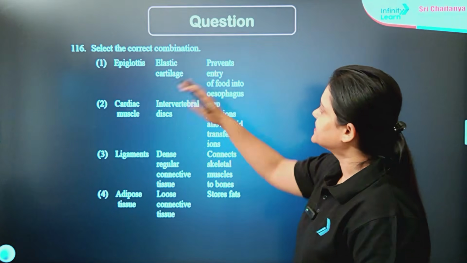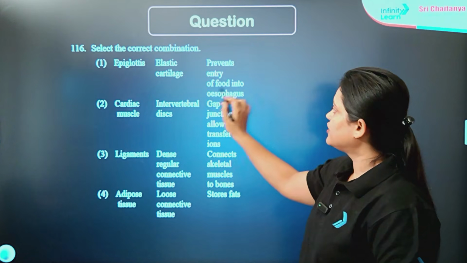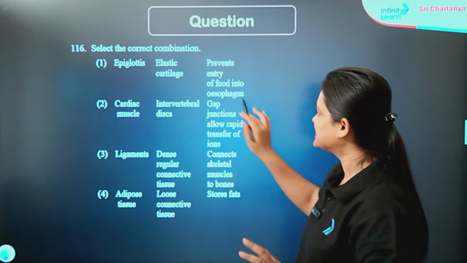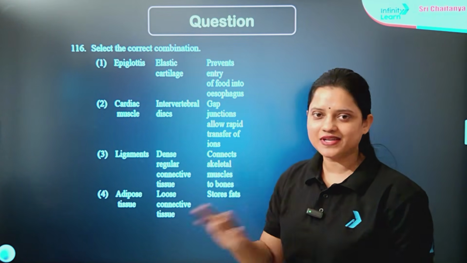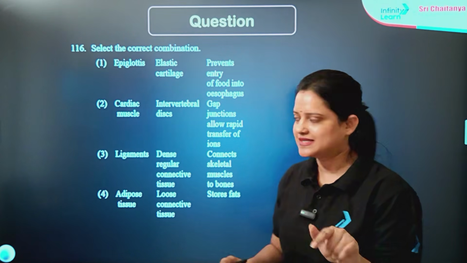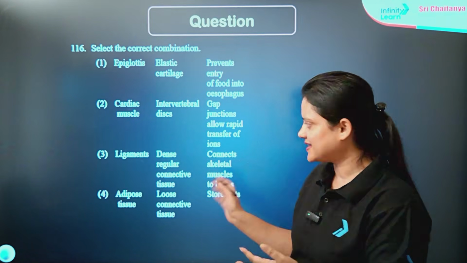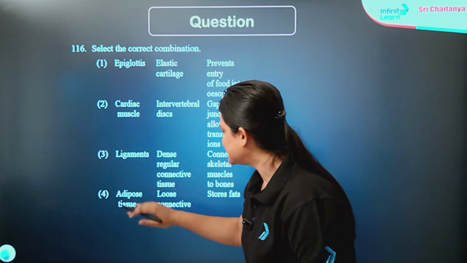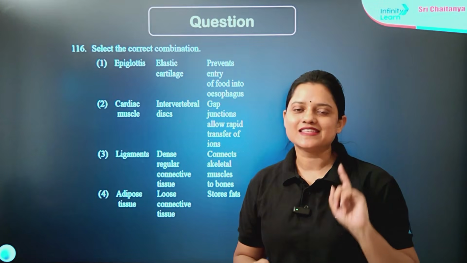Next, select the correct combination. Epiglottis, elastic cartilage, yes, prevents the entry of food into the esophagus? It will not prevent entry into the esophagus, so this is wrong. Cardiac muscle, intervertebral disc? It will not be an intervertebral disc, wrong. Ligaments, dense regular connective tissue, yes. Connect skeletal muscle to bone? No, those are tendons, and here it is given ligaments. This is wrong. We got our answer. Adipose tissue is loose connective tissue and stores fat. Absolutely correct. The answer will be 4.